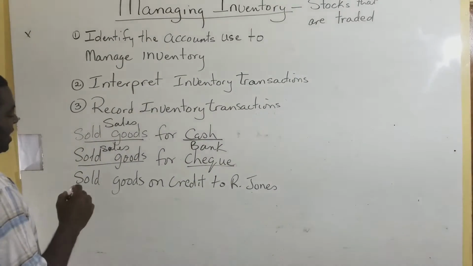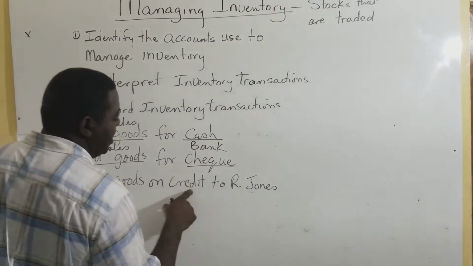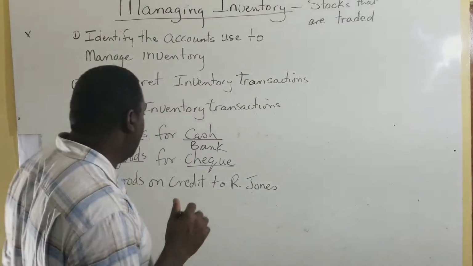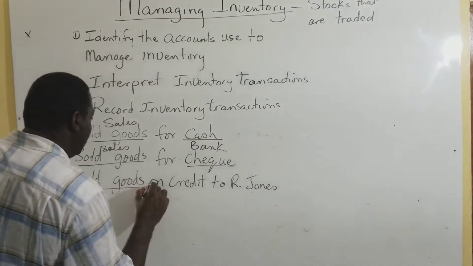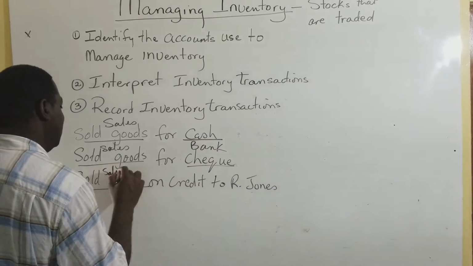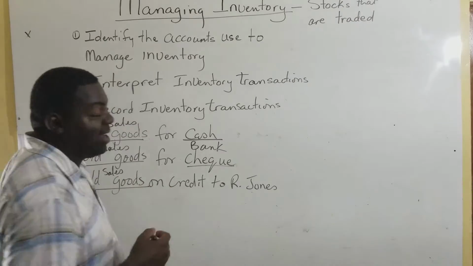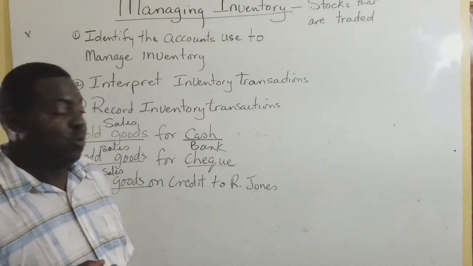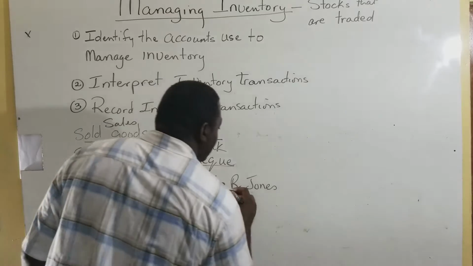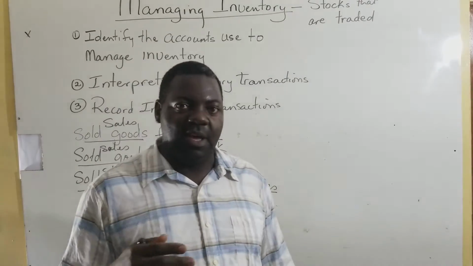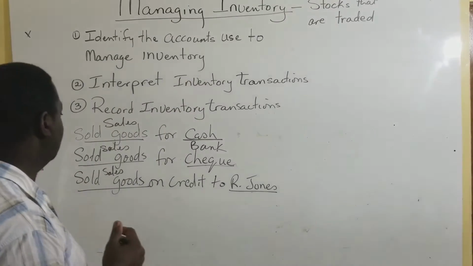The third transaction says sold goods on credit to R. Jones. We know right away this is what? Sales. Once it says sold goods and it's been sold on credit. Who are we selling the goods to? We're selling the goods to R. Jones. Remember, we always ask two questions when we're going to try to determine the accounts.